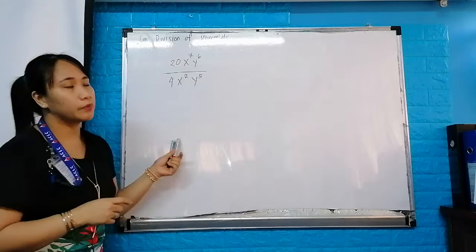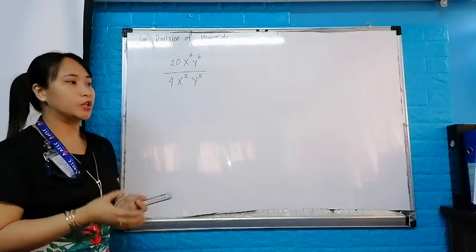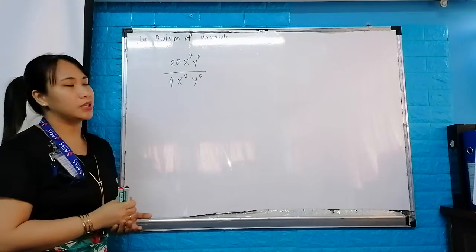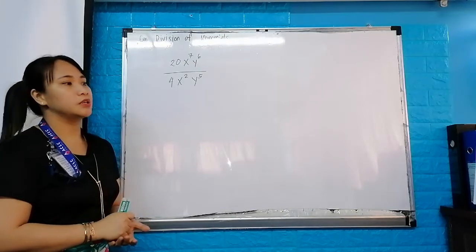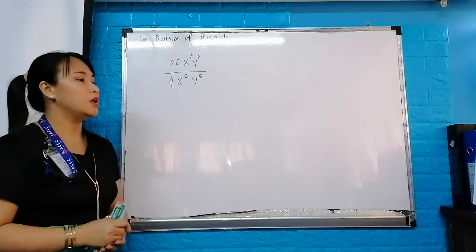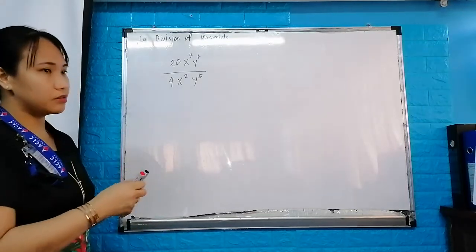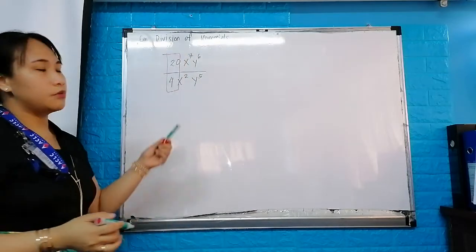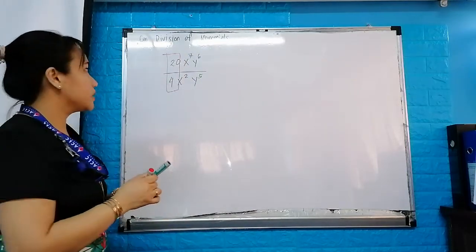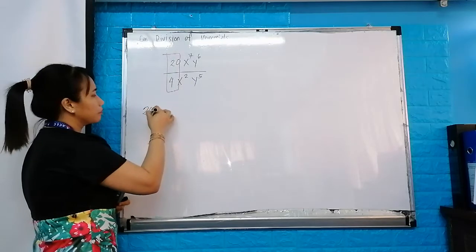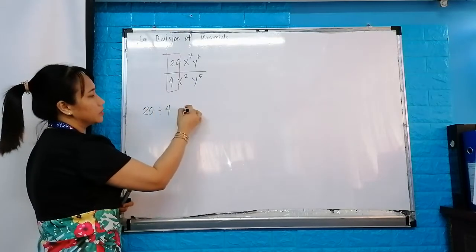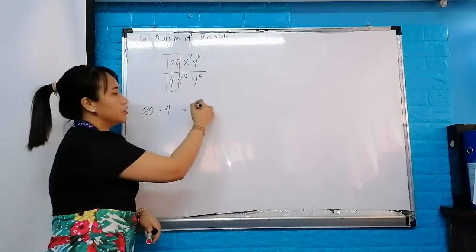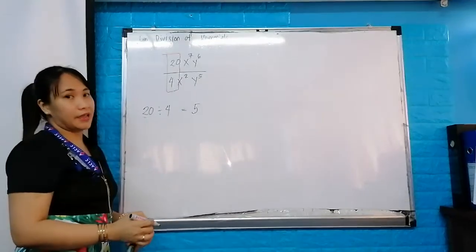Okay, let's start doing divisions of polynomials. When dividing a polynomial by another polynomial, the first thing to do is locate your coefficient. So where is your coefficient here? The coefficients are 20 and 4. So you need to divide the coefficients. 20 divided by 4, the answer is 5, right?